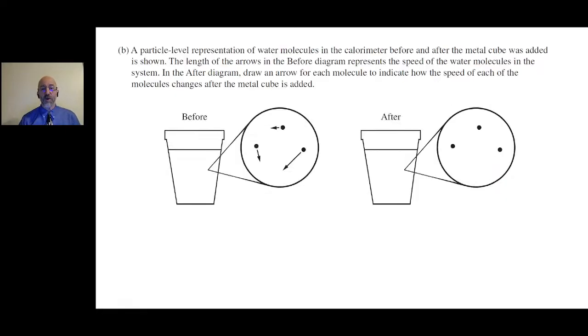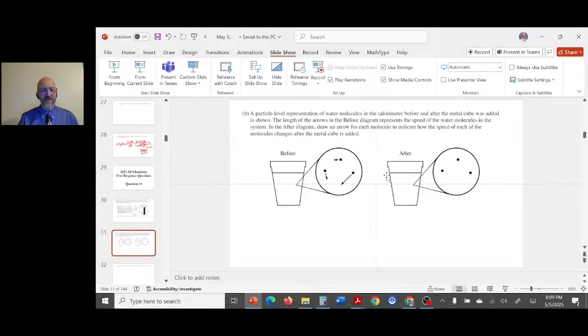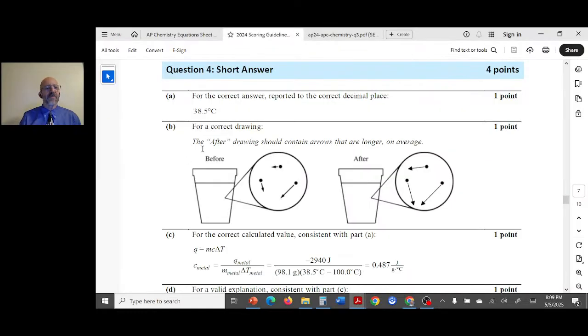And so if the water warmed up, we need to show arrows going a little bit faster. Now, why isn't every single arrow the same length? Well, not every particle is traveling at the same speed, but on average, you need to draw arrows that are longer to show that they are hotter and faster. So the correct answer for that next part was: the after drawing should contain arrows that are longer on average.